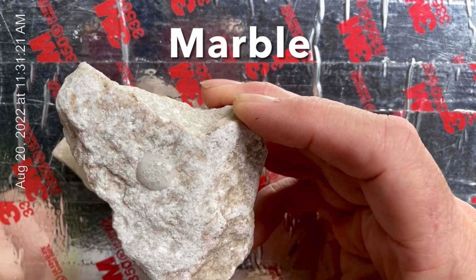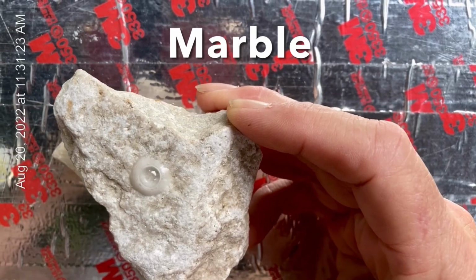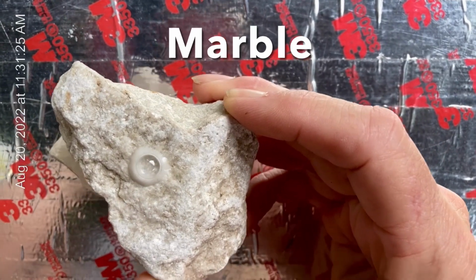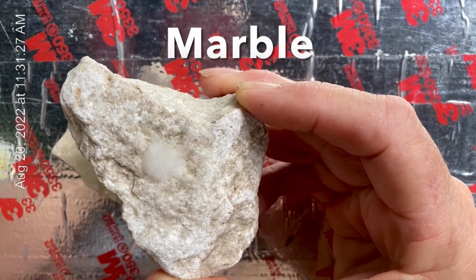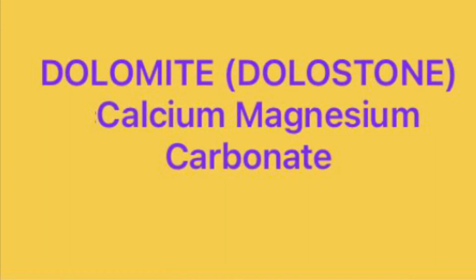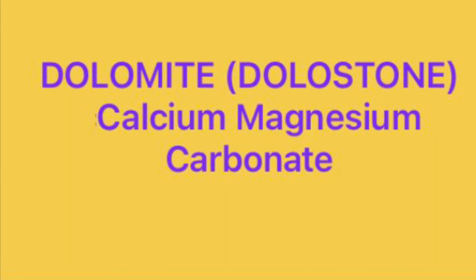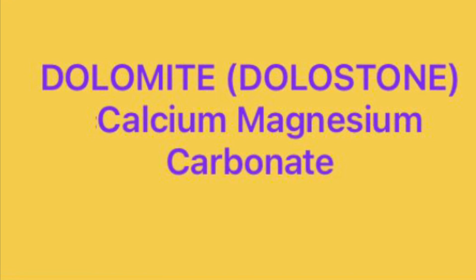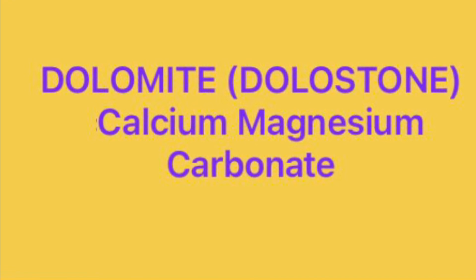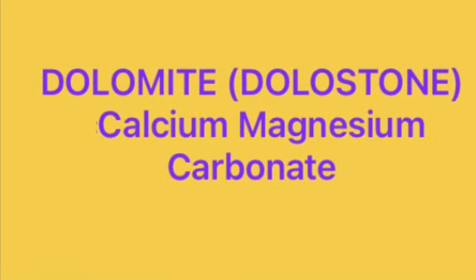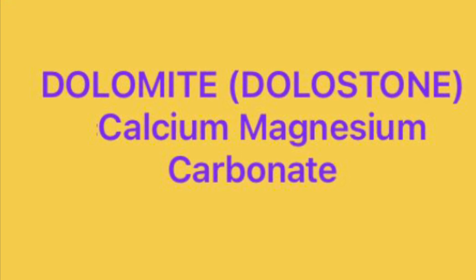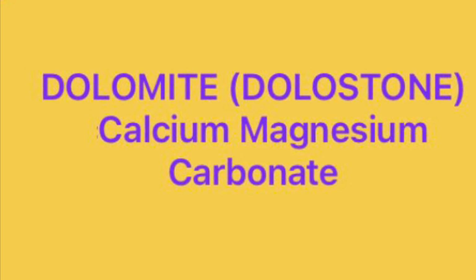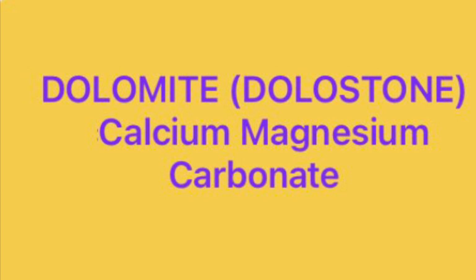Since marble is calcite, which is a base, just like limestone and dolomite, acid will make it fizz. Dolomite, also called dolostone, is calcium magnesium carbonate, and it forms when limestone or calcium carbonate is enriched with magnesium, which combines chemically with the limestone to form dolomite.